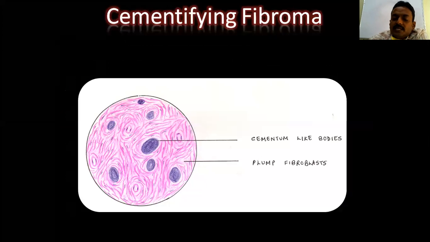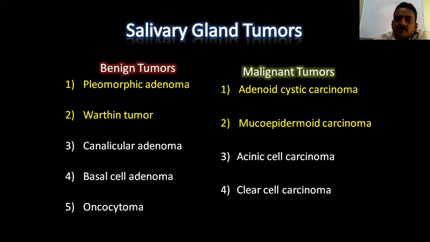So this comprises the tumors of the oral cavity. And the second important thing is salivary gland tumors. Here I will just discuss the outline of salivary gland tumors. These are again of two types, benign tumors and malignant tumors.